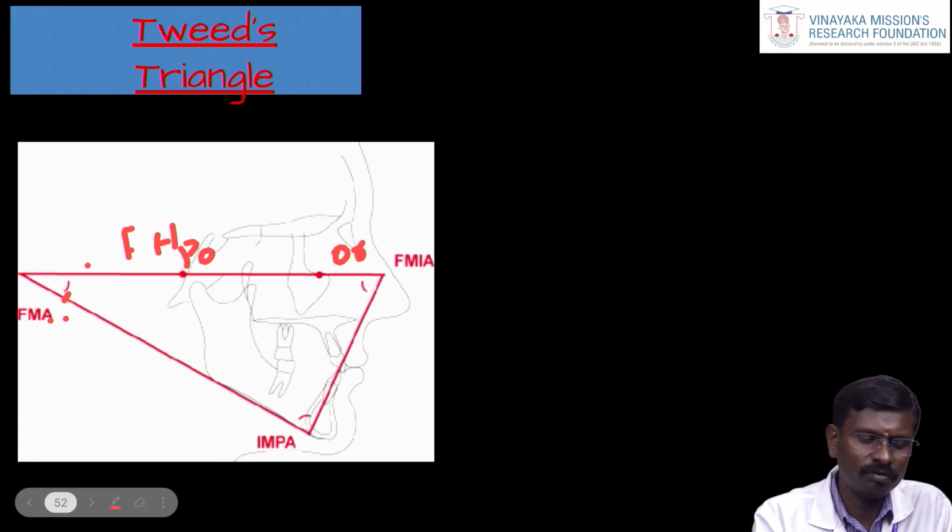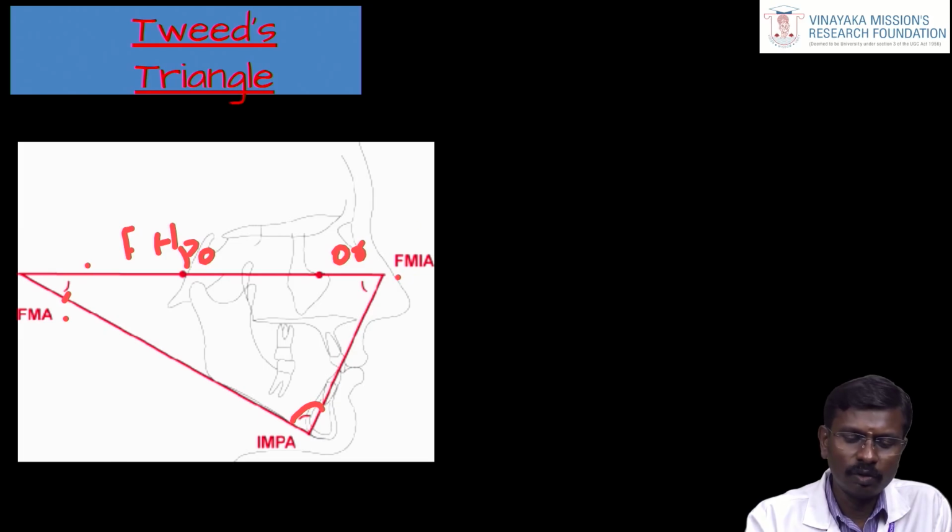This is called the Frankfurt mandibular angle, and this one is the line joining the long axis of the tooth and the lower border of the mandible. This is called the incisor mandibular plane angle. And the third one is the Frankfurt mandibular incisal angle: the Frankfurt line with the incisal long axis of the incisal line is called the Frankfurt mandibular incisal angle.